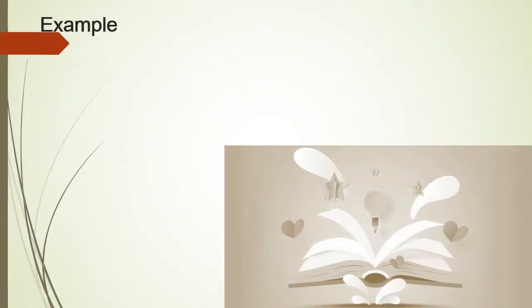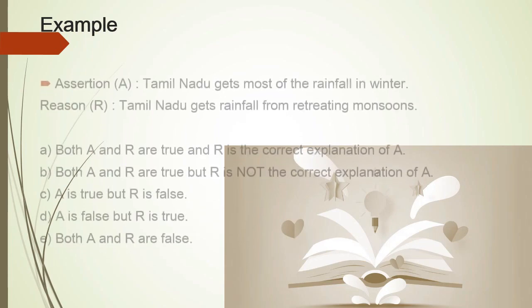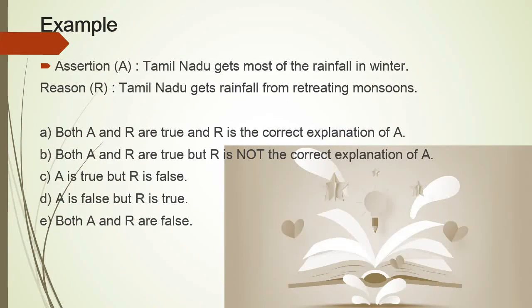Let us look at an example for assertion and reason. The question is, assertion A. Tamil Nadu gets most of the rainfall in winter. Reason R. Tamil Nadu gets rainfall from retreating monsoons. The options are A. Both A and R are true, and R is the correct explanation of A. Option B. Both A and R are true, but R is not the correct explanation of A. Option C. A is true, but R is false. Option D. A is false, but R is true. Option E. Both A and R are false. You may guess the answer.